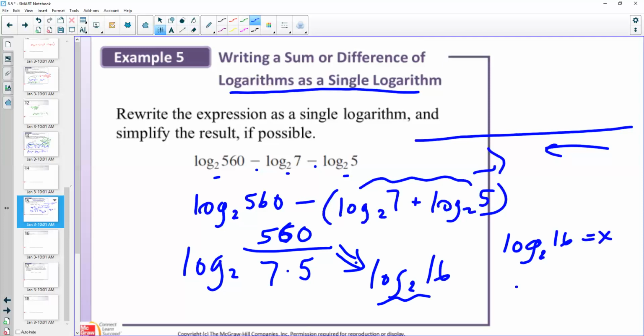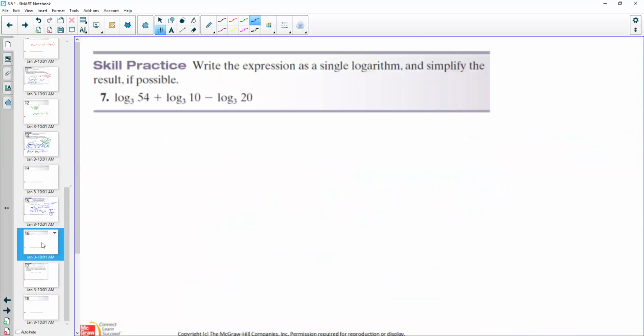Log base 2 of 16 equals something. Well, I can put this in exponential form. 2 to some power equals 16. Well, that's 4. So this whole thing simplifies down to 4. That's it. The next one, you can work all the way through. Just do it the same way. This one simplifies down to 3. All right. Try it.